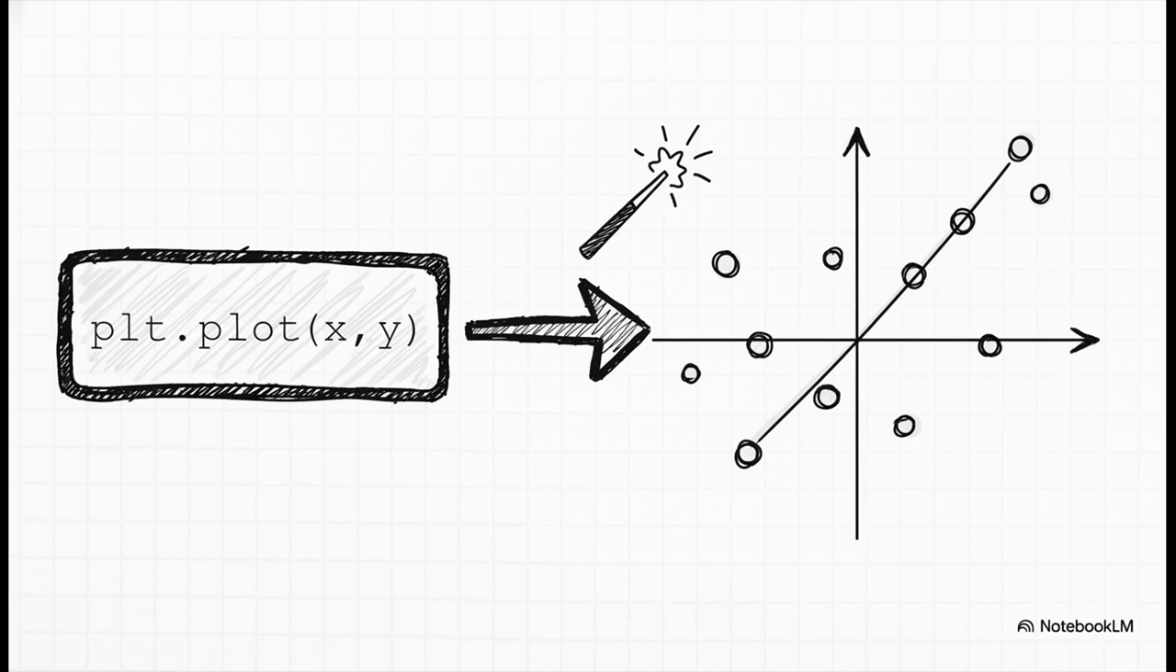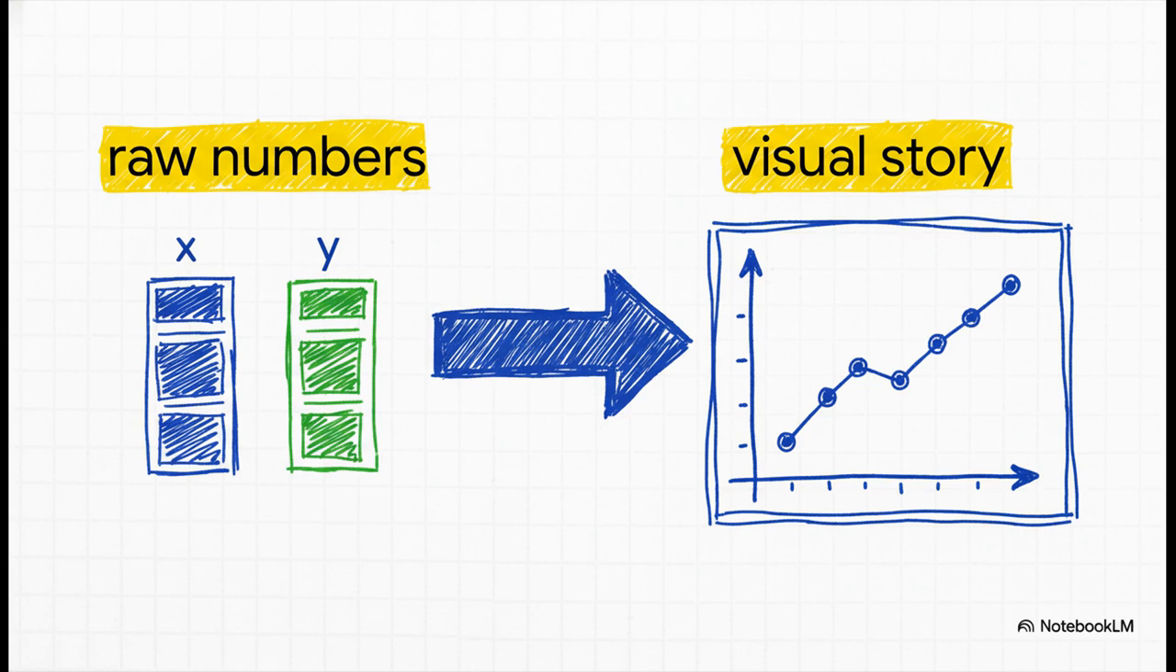It's honestly that simple. And boom, there it is. You've just turned two boring lists of numbers into a visual story. That's the absolute core of what Matplotlib does. It takes data and gives it shape, giving it form, making it instantly easier for our brains to understand.